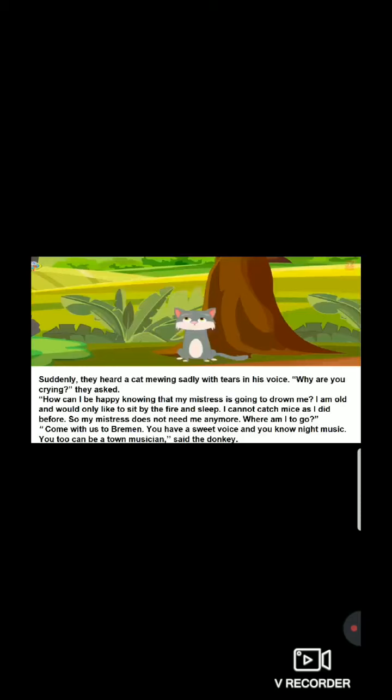Now what they both are saying to the cat is, "Come with us to Bremen. You have a sweet voice and you know night music." Your voice is very good and your voice is like night music. So you also join us. Like that, the donkey and the dog said to the cat, "Come with us to Bremen town." Like that they said.